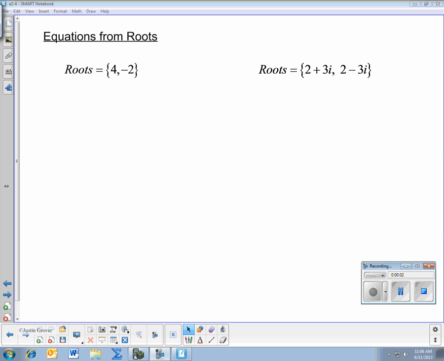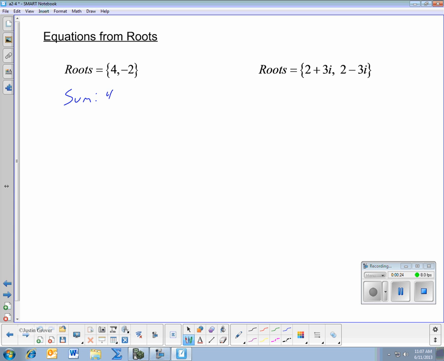To find the equation of a quadratic from its given roots, you are working backwards a little bit. But the best way to do this is to actually use the sum and the product of the roots. Because we have the two roots, we could easily add them together to get the sum. We could multiply them together to get the product. So let's start there.